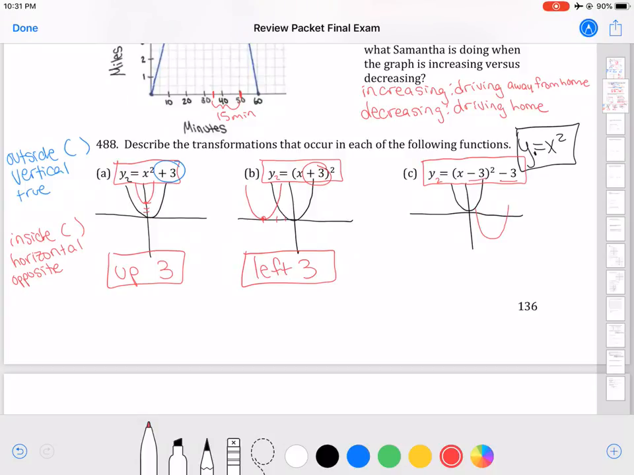So there's two different numbers or two different transformations for this one. You'll notice it moved a little bit to the right. Specifically, it went right 3. And then it also moved down, so it went down 3. Two different transformations.